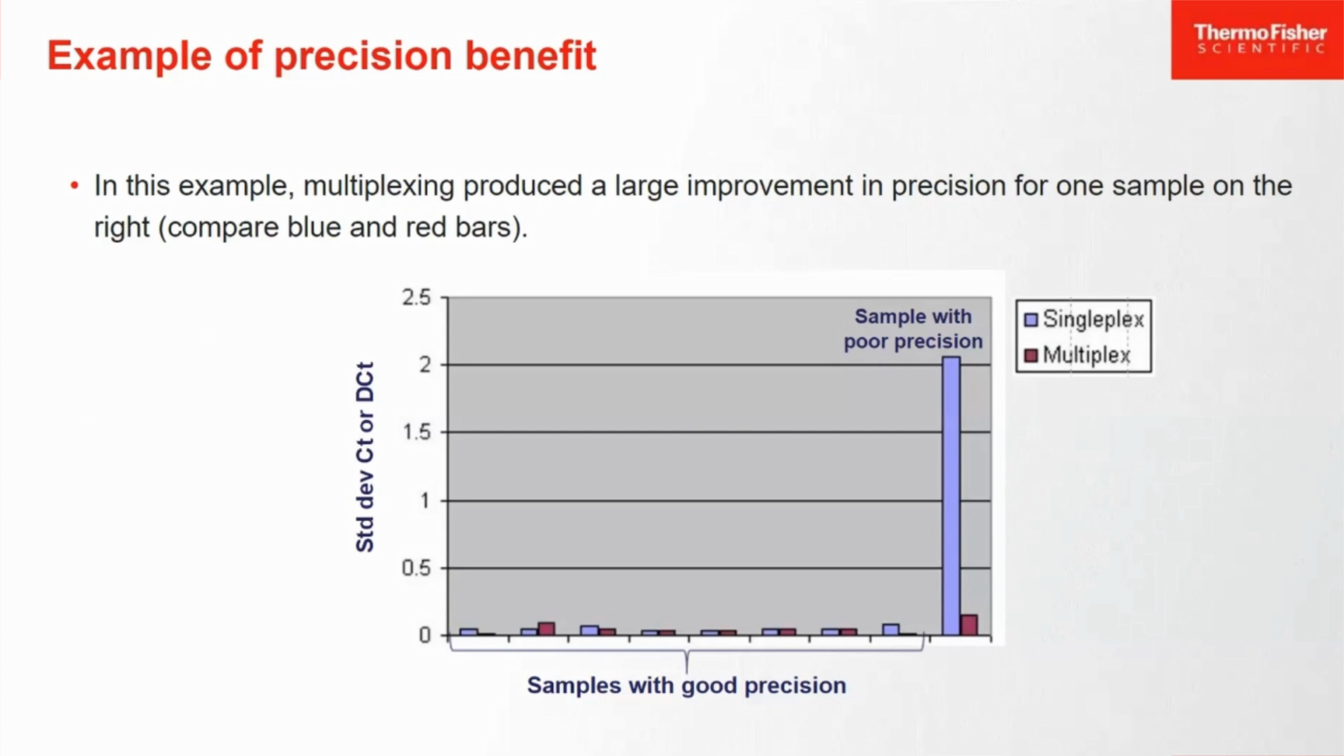I'm showing a real-life customer example to illustrate the benefit of the multiplex for precision. So this was a multiplex experiment, and what I was able to do is calculate what the precision would have been if it had been a singleplex experiment. And those are the blue bars that you see there. And then the actual precision was the multiplex in red. And you can see that in most samples, the precision of the pipetting was quite good. So we get similar precision with the singleplex and multiplex. But there was one sample on the right where there was a problem of some sort, but the multiplex precision benefit really, really helped.